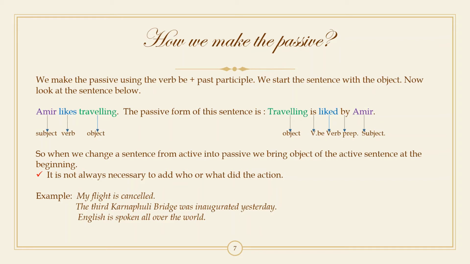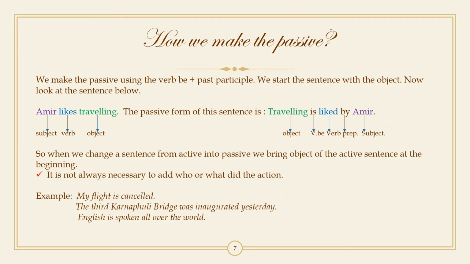In this way, my flight is cancelled, and my concern is about the cancellation of my flight, not by whom or what. This sentence can be said like this: my flight is cancelled by the airline authority, my flight is cancelled by the airport authority, okay, in this way, but I don't want to mention.